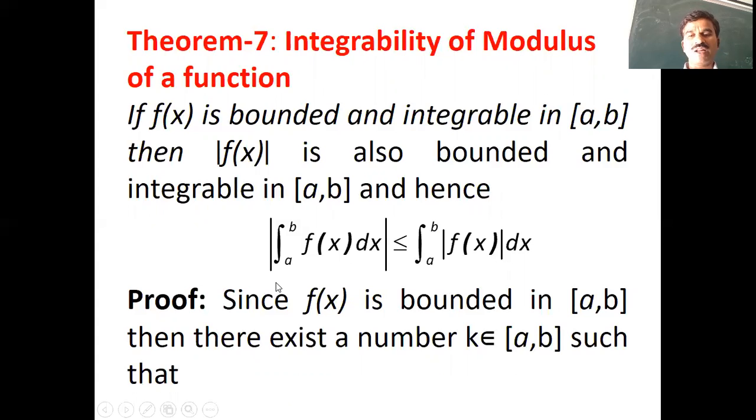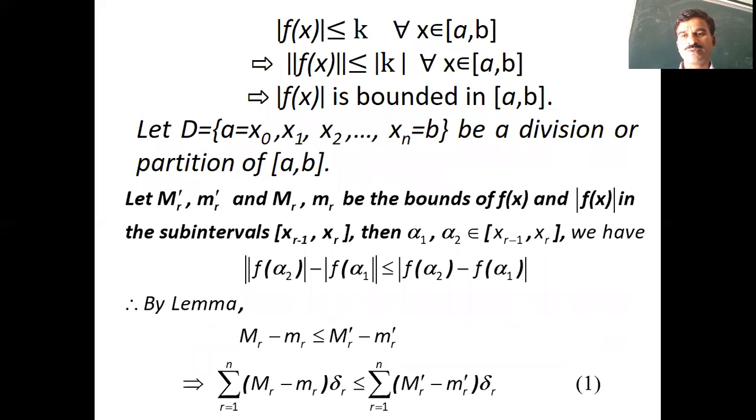Since f is bounded in the closed interval [a, b], by definition there exists a number k such that the magnitude of f(x) is less than or equal to k for all x in [a, b]. Taking the magnitude again on both sides, definitely the modulus of f(x) is bounded in the closed interval [a, b]. This is the part of boundedness. Now let us see the part of integrability.